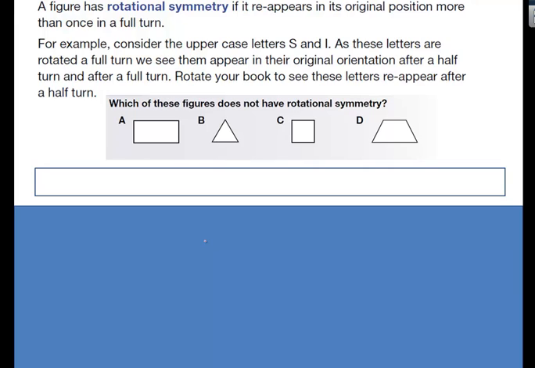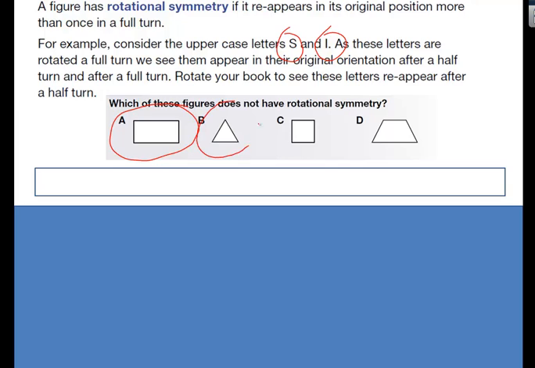A figure with rotational symmetry means that the way it looks in its original position, like this right here, is the way it looks when you rotate it around, when you turn it on its side, then on its side, and you rotate it around, it shows up again. It's like the letter S right here. If we take S and we turn it upside down, it still looks like an S. But if we lay it on its side, it no longer looks like an S. Or the I. If we turn it upside down, if we lay it on its side, it looks like an underscore, but when we stand it back up, it looks like an I again.